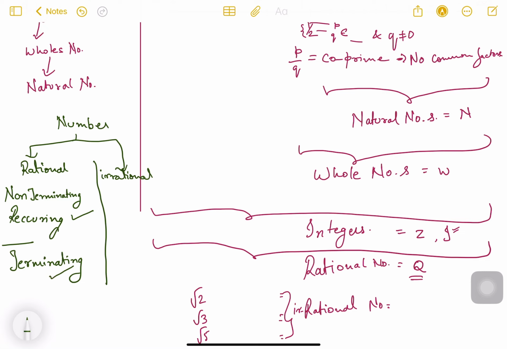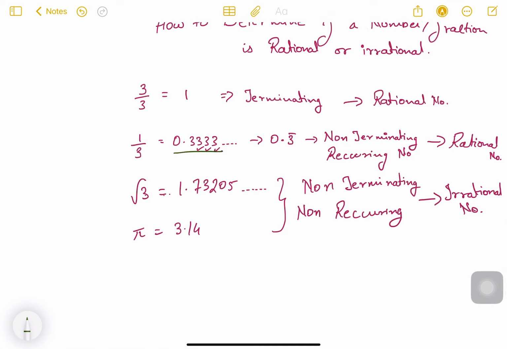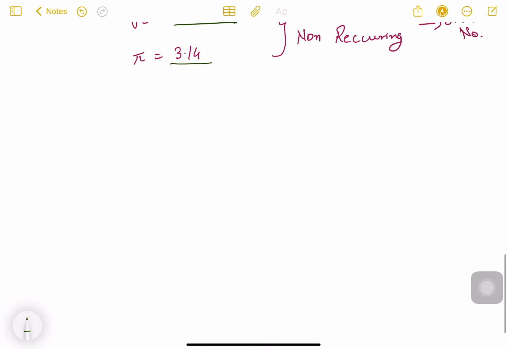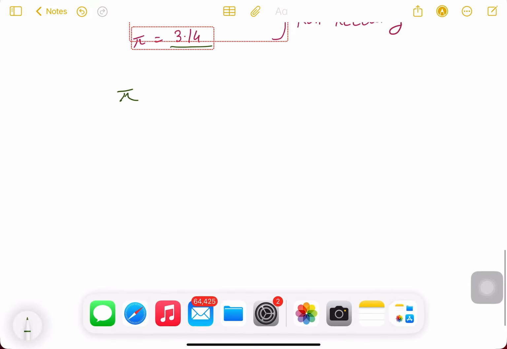And irrational numbers are non-terminating and non-recurring, because they don't reoccur or they don't repeat. We see that these are repeating, but this is not repeating. Now let's do one thing. Let me just jot down the value of pi from here, from our book.